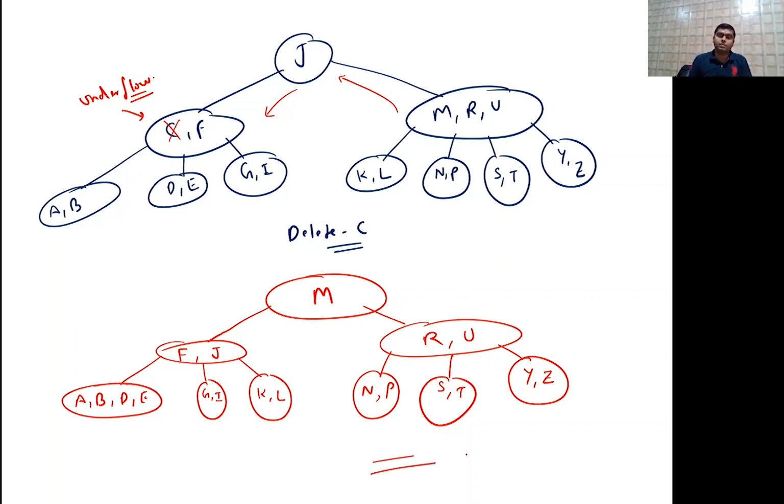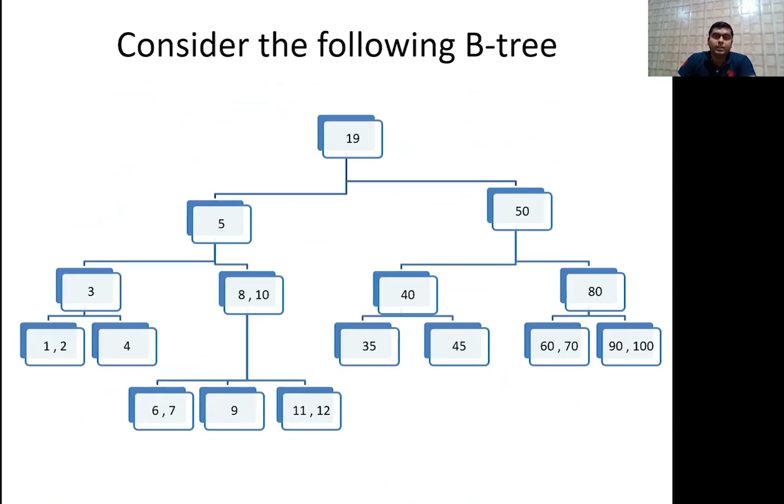Okay, after what, deletion of C. So I hope that this is clear to you. So again the same thing: if you are deleting from a particular node, then if there is an underflow, the node will ask its immediate siblings. If the sibling is agreeable to give, or it is having enough number of keys, then the sibling will give. Otherwise combine will happen, or merging will happen. Okay, so let us consider this.